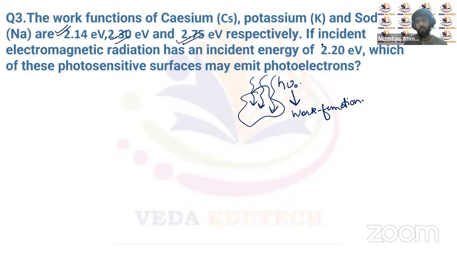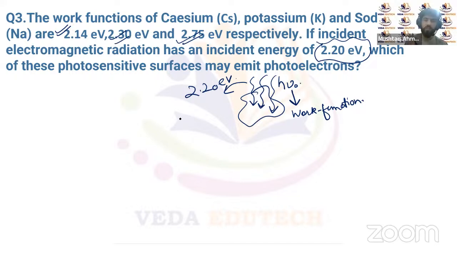Now the question is, given that the electromagnetic radiation has an incident energy of 2.2 electron volt. It means that we are only incident with 2.20 electron volt of energy on the metal surface, or on these photosensitive surfaces, right? Now the question is which surface will emit electrons, right?